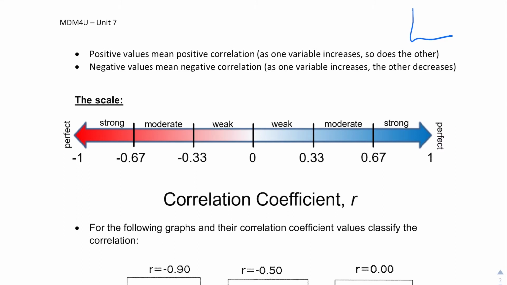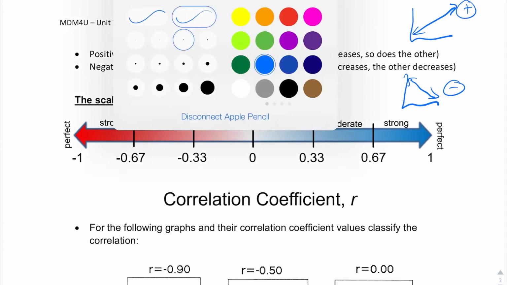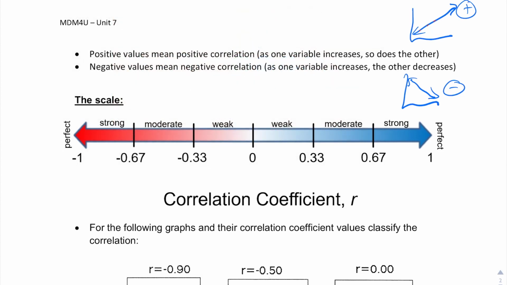As I was saying, positive values mean a positive correlation. So that's where you've got something like this. This is positive, obviously, and this is grade 9 stuff. This would be a negative correlation. If two variables are completely correlated, it would mean that every point is on the line of best fit, which doesn't often happen like that.